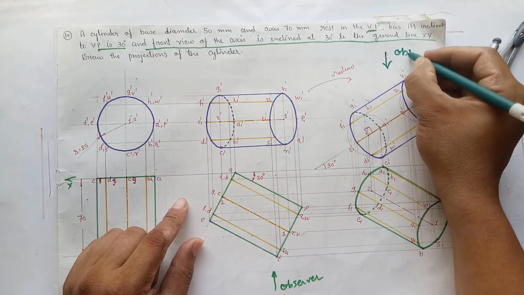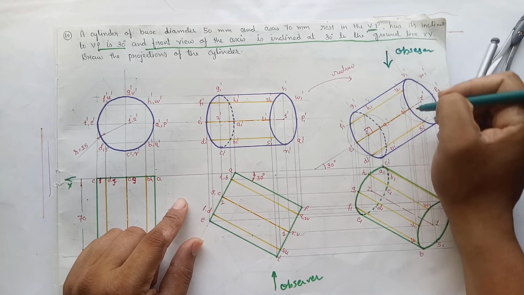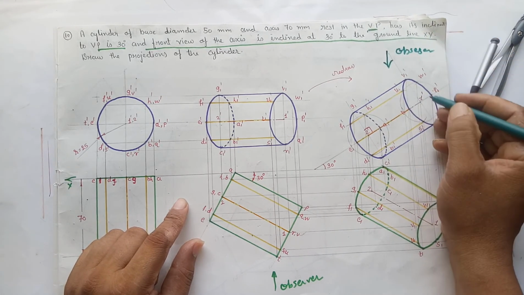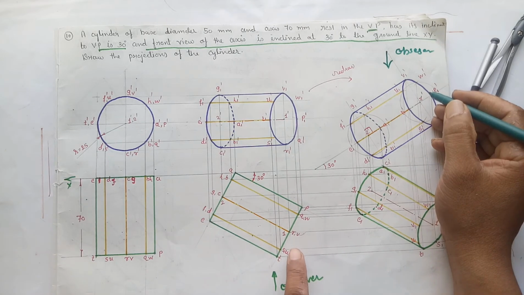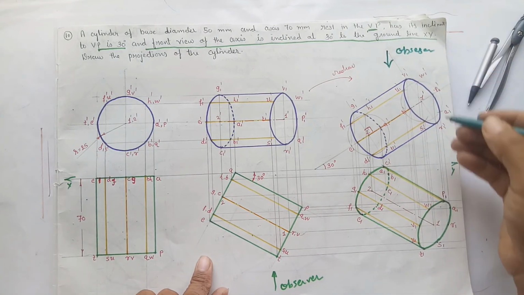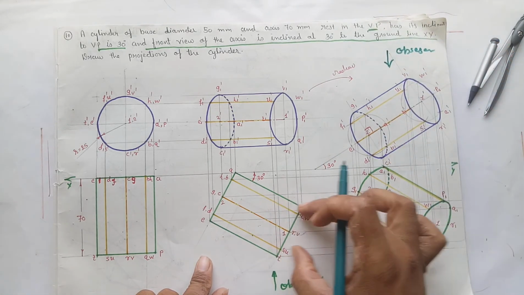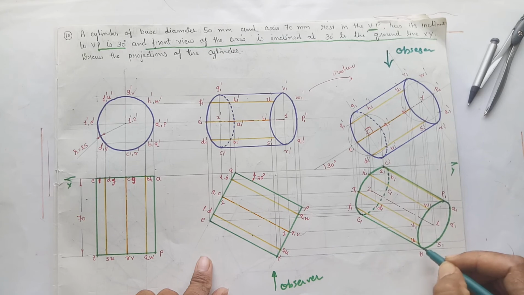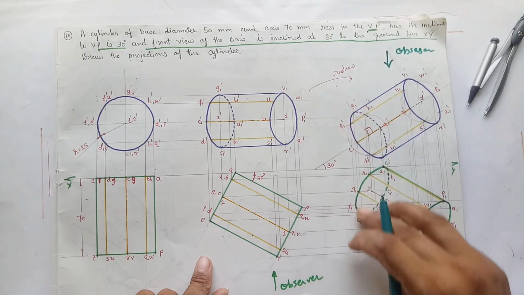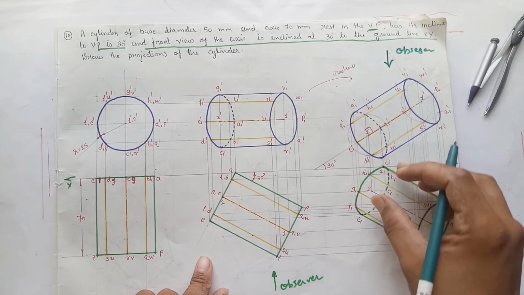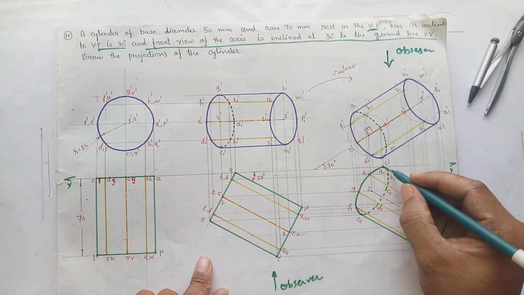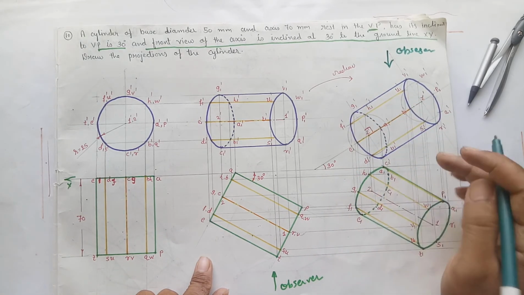Now observing from the top, we can see that PQRST is our top face. So the top face is going to be visible in the elevation. First of all, project the top face, mark the points PQRST. Then after, project the points of the base, A, B, C, D, E, F, G, H.